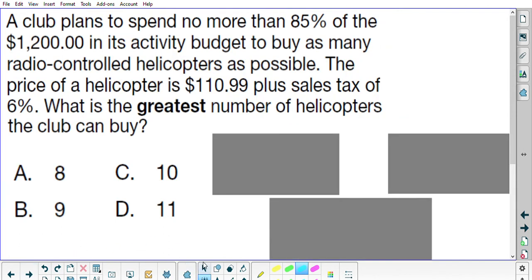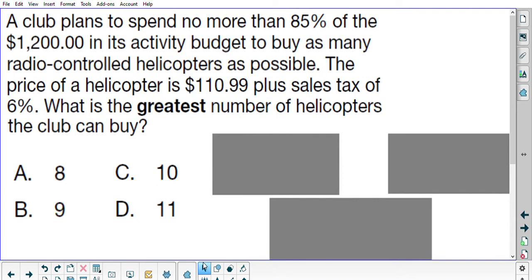All right, so here's another practice problem. It says a club plans to spend no more than 85% of the $1,200 in its activity budget to buy as many radio-controlled helicopters as possible. The price of a helicopter is $110.99 plus sales tax of 6%. What is the greatest number of helicopters the club can buy?